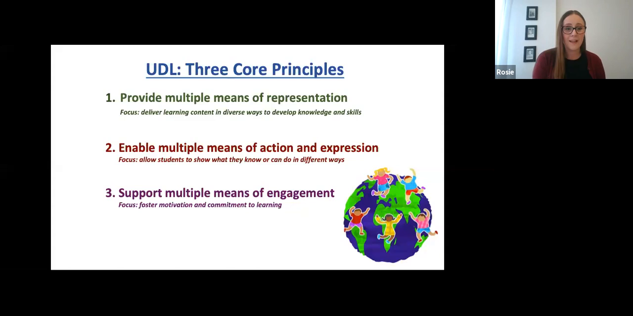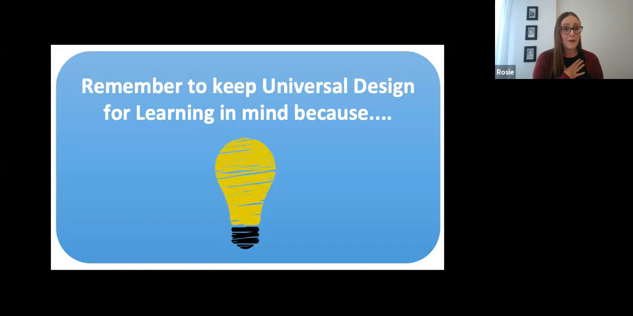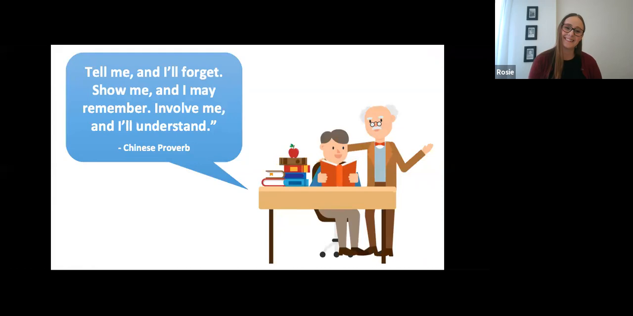So if you start integrating these three principles in a multitude or many different ways, you will be able to support your learners. Remember, the ideas I gave you were just a few. Okay, there's many ways of doing that. So remember to keep universal design in mind, because we need to think about this proverb. The reason is, if you tell me, I may forget. If you show me, I may remember. Involve me and I'll understand.